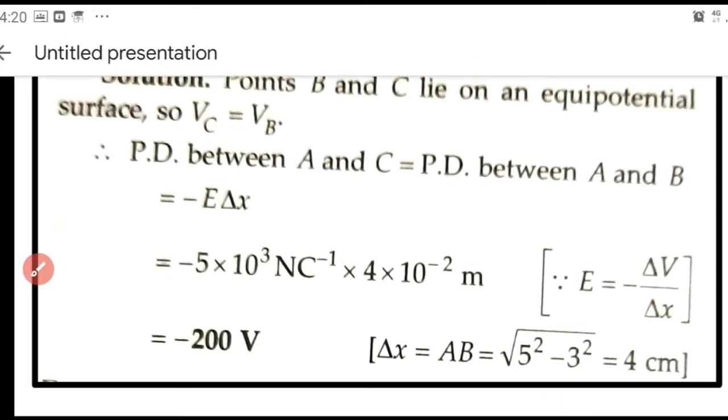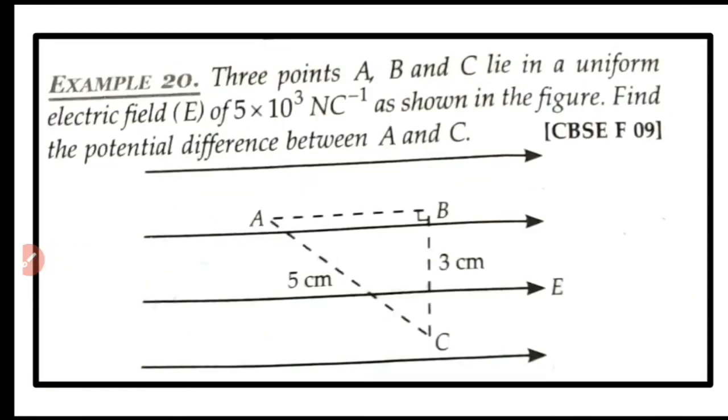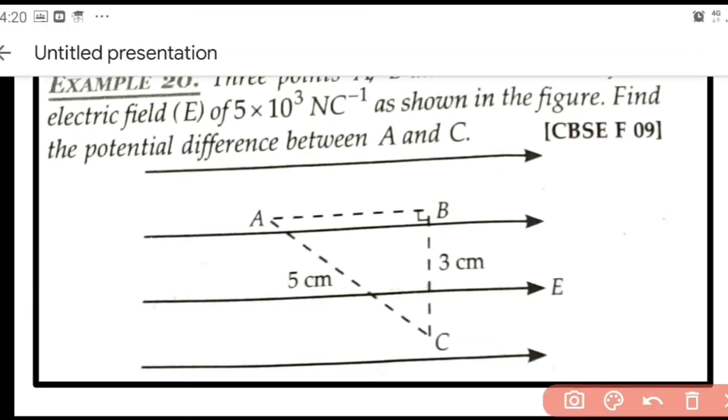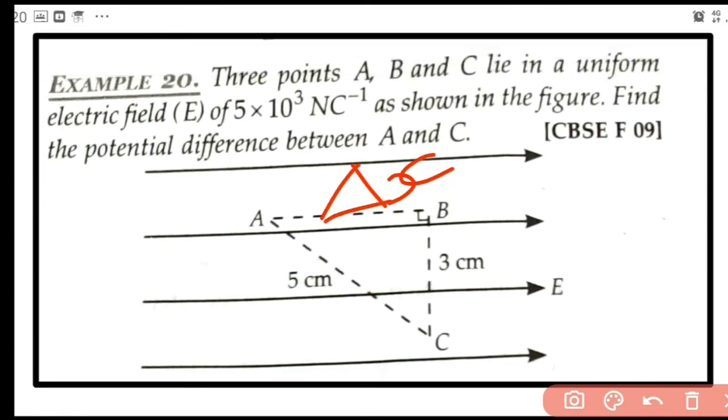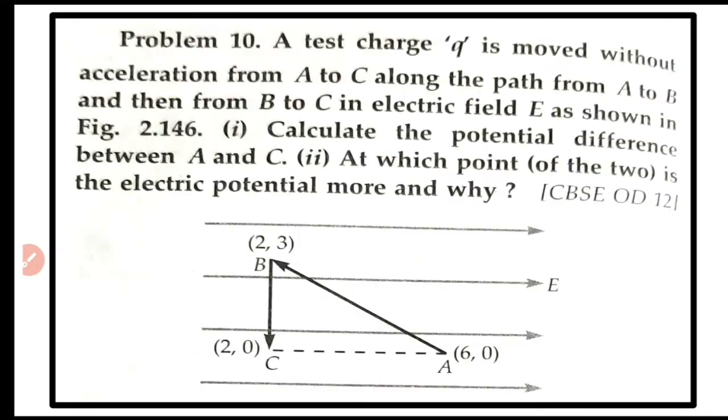Once again, that distance AB is not directly given in this diagram, and our delta X is this AB. So how will you get that AB? By using the Pythagoras theorem, 5, 3. So this is obviously 4, the simplest Pythagorean triangle. So that distance will be 4 centimeters. Using that equation, we can easily find the answer to that question, that is minus 200 volt. Hope it is clear.